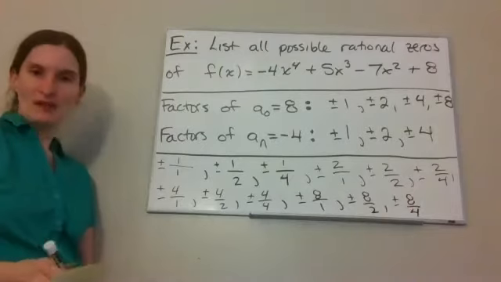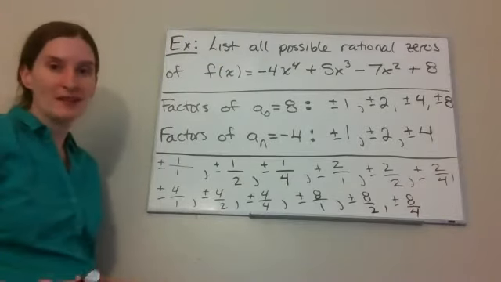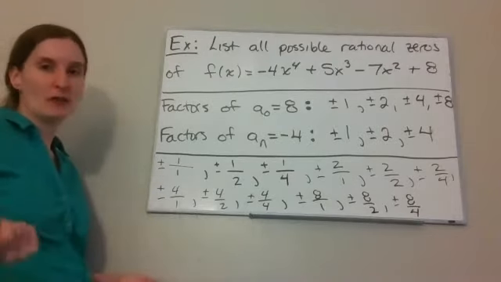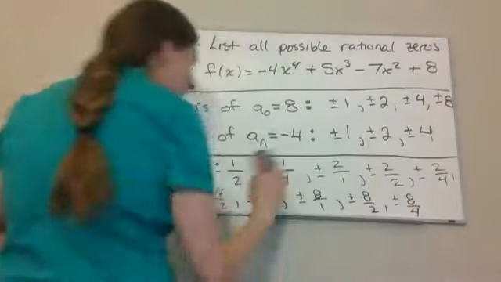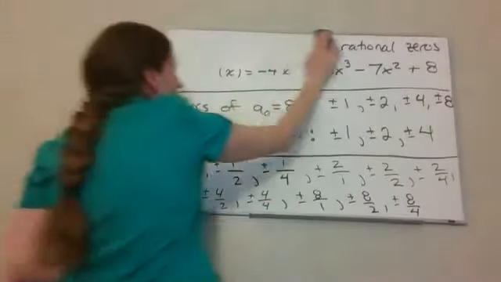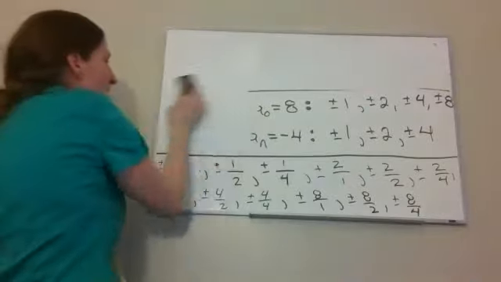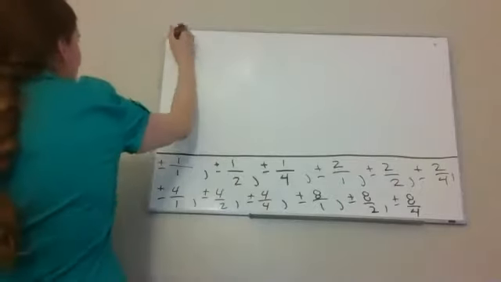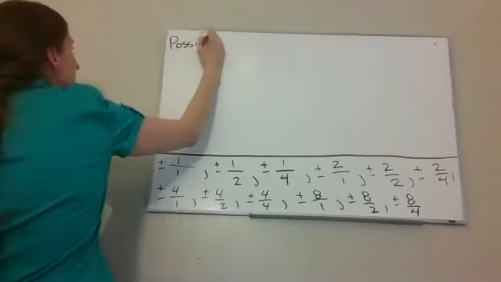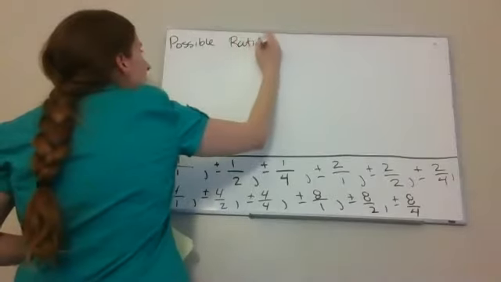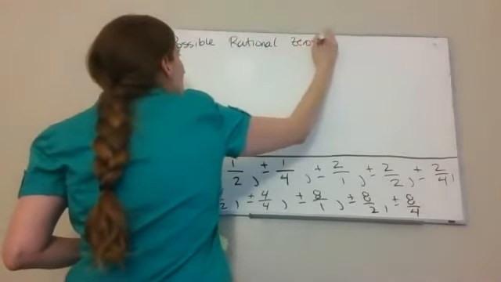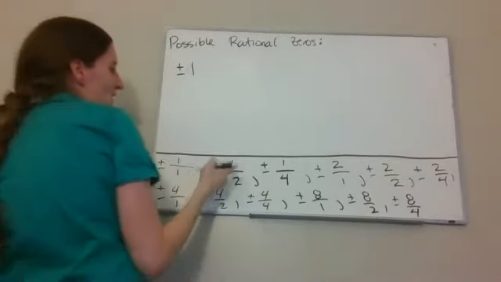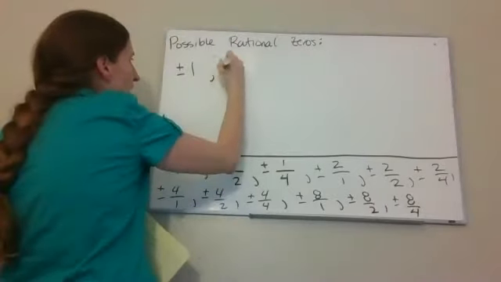So that will be every single possibility, but we have some repeats in here. So if you're actually trying to just write the possible rational zeros, you want to make sure you're not repeating choices. So I'm going to be simplifying all of the fractions, and if I get a repeat, I'm not going to write it down a second time. So my possible rational zeros: well, 1 over 1 is just 1. So I have plus or minus 1, then I have plus or minus 1/2 and plus or minus 1/4.